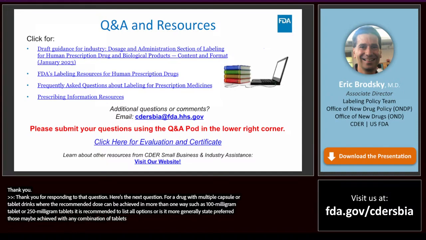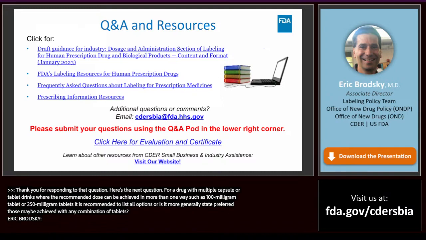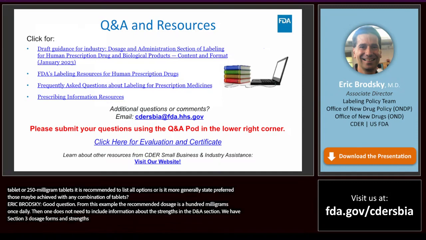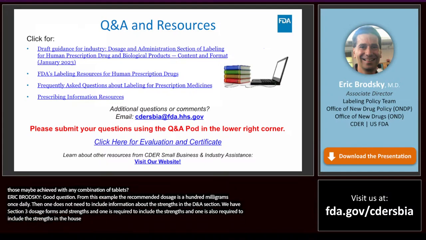Good question. In this example, if the recommended dosage is 100 milligrams once daily, then one does not need to include information about the strengths in the DNA section. We have a section 3, dosage forms and strengths, and one is required to include the strengths there. One is also required to include the strengths in the how supplied, storage and handling section of labeling. So potentially it could be confusing and distracting.